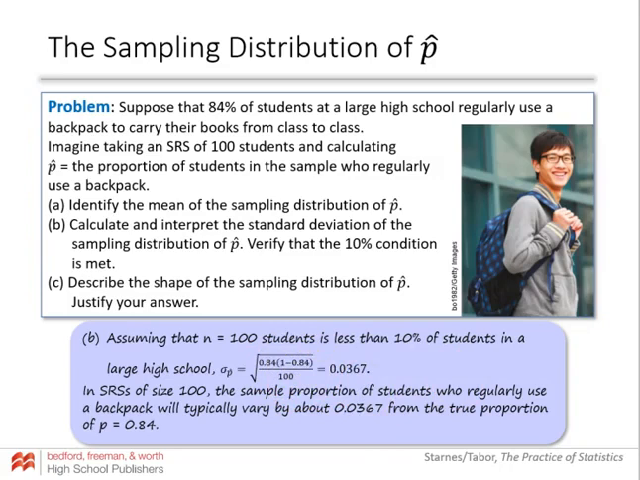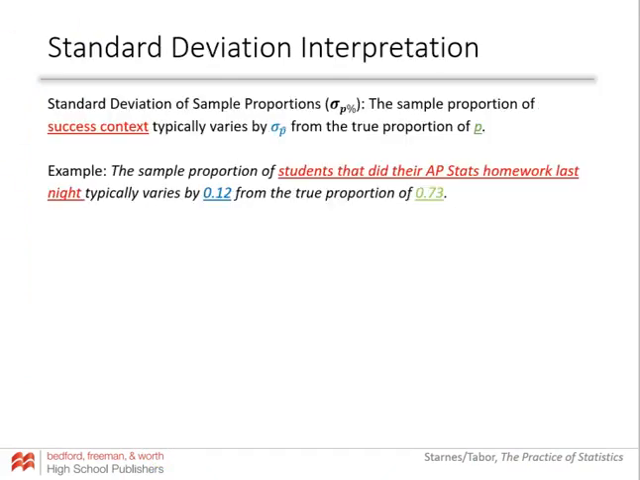Okay, so our standard deviation is 0.0367. Okay, and our interpretation sentence is very similar to all of the ones that we've done before. All right. In a simple random sample of 100, the sample proportion in regular use of backpack will typically vary by about 0.0367 from the true proportion of p equals 0.84. There's your interpretation template for those of you that like having that.